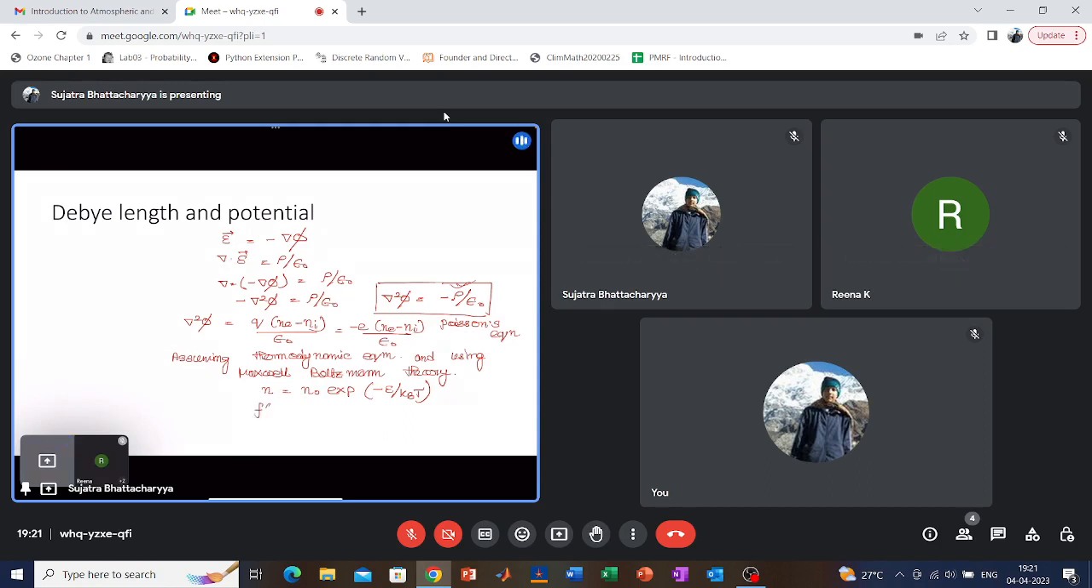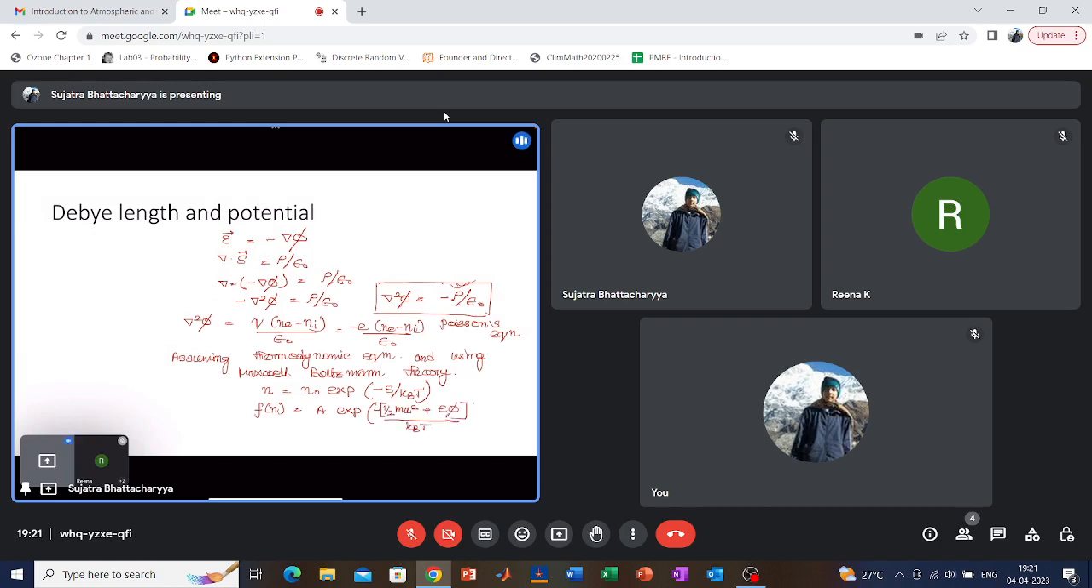F of n is A exponential of, see, energy, this is the total energy, kinetic plus potential. So how can we write kinetic energy? This minus sign is already there, okay? So half m into u square, some velocity, and E into phi. Now how are we writing E into phi?